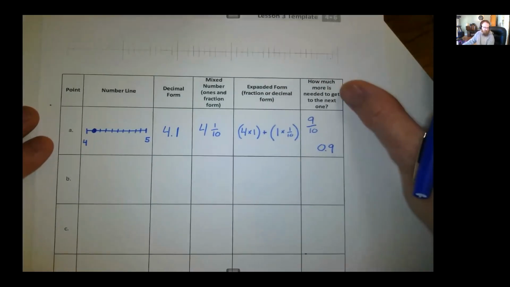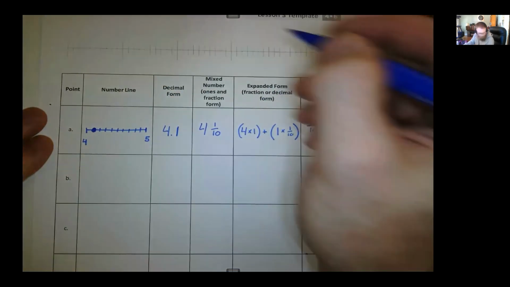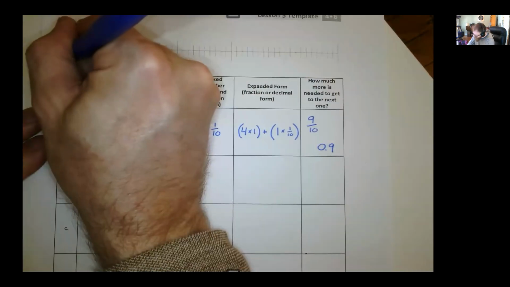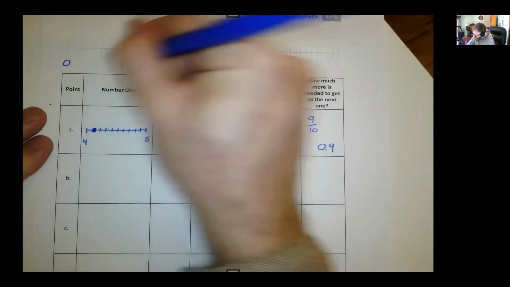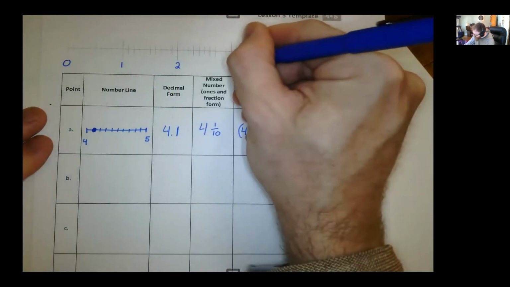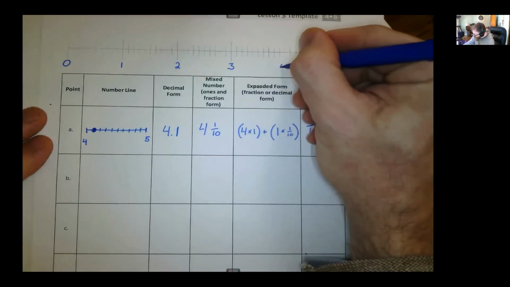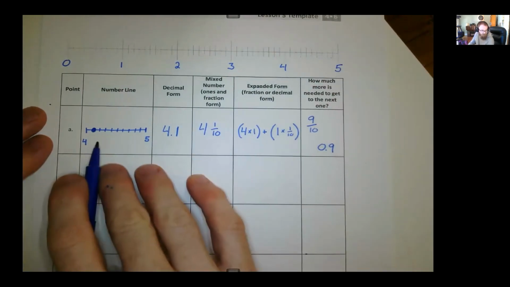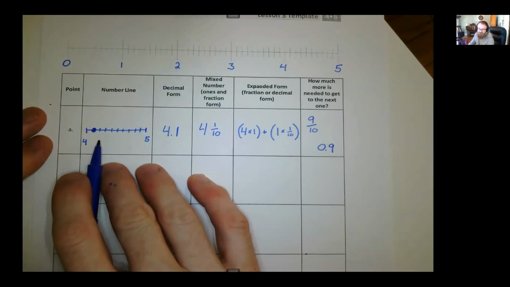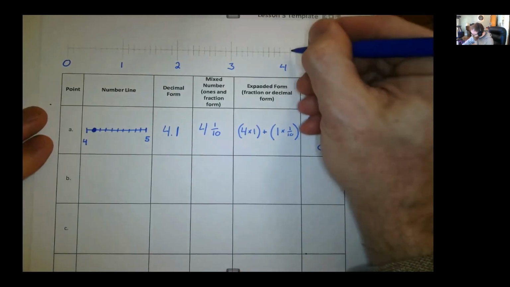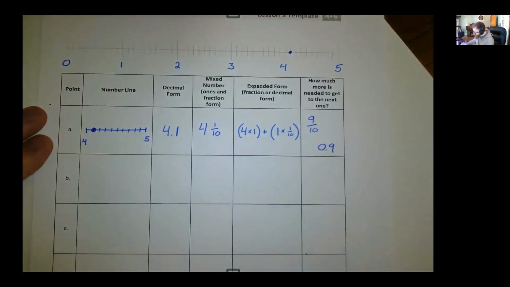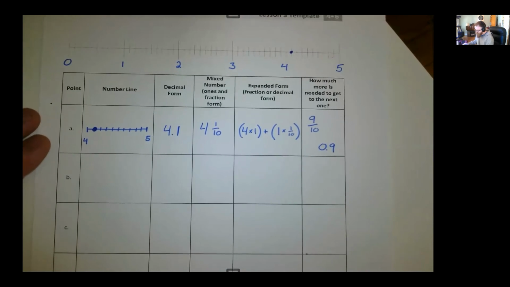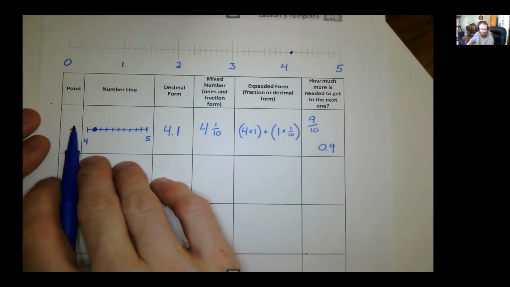Lastly, we can show this value, 4 and 1/10, on our number line up top. Label the number line at your whole numbers 0, 1, 2, 3, 4, and 5. Again, our number line is divided into tenths in between our whole numbers. So 4 and 1/10 is marked 1 line past the whole number 4. And we need to label that point as point A.